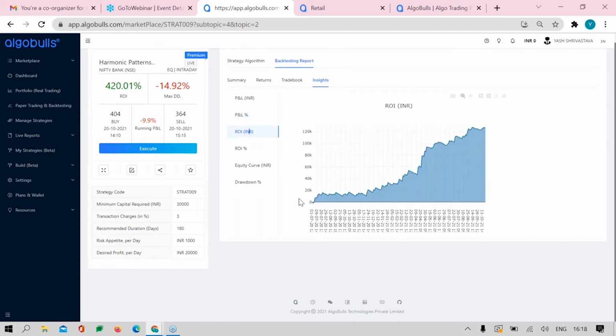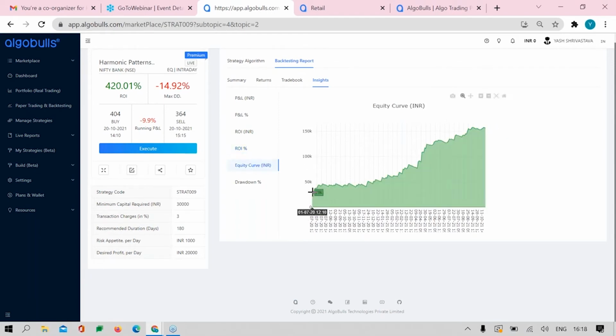Apart from that, in terms of ROI, we started the strategy with 30,000 rupees. Initially it starts with 30,000, and over time it goes up to 127. As you can see, the ROI on the first day started at around minus 1,000. Then it started growing and has been giving consistent returns. The same goes with the percentage, which has given 420 percent return till the end.